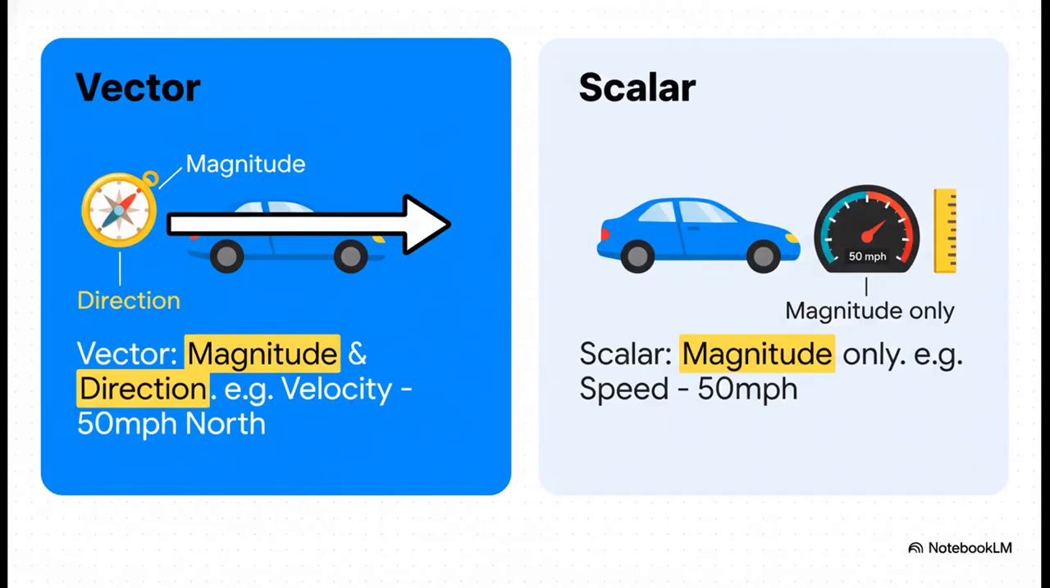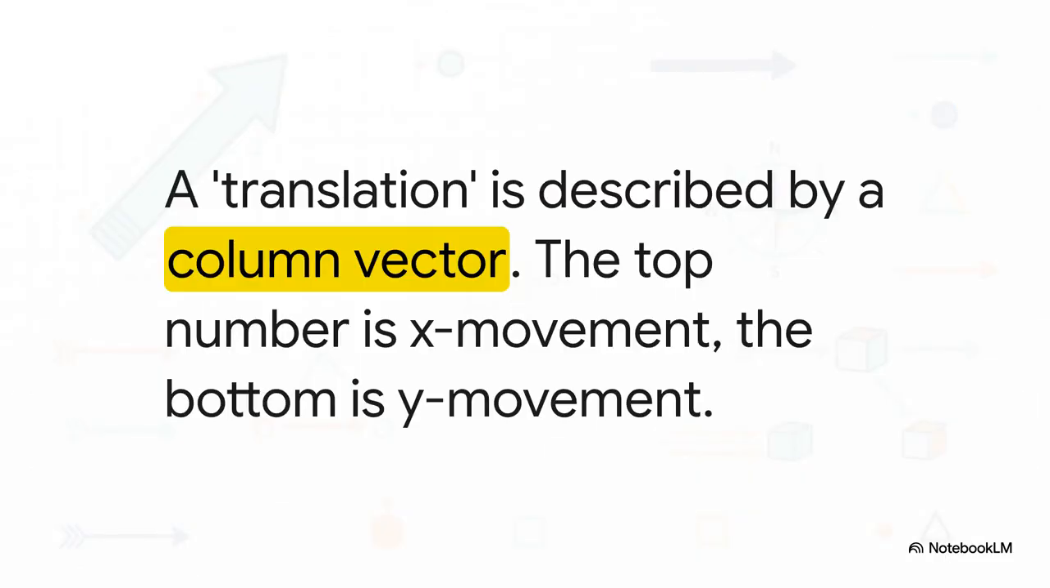This slide really nails the difference between a vector and something called a scalar. A scalar is just a plain old number, like speed. If I say I'm going 50 miles per hour, that tells you how fast, but not where. A vector, like velocity, gives you the whole story. 50 miles per hour north. It's the complete picture.